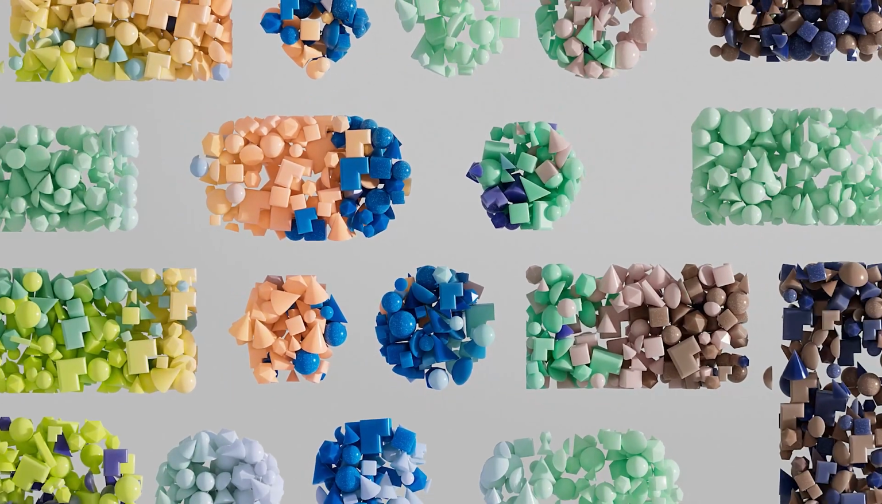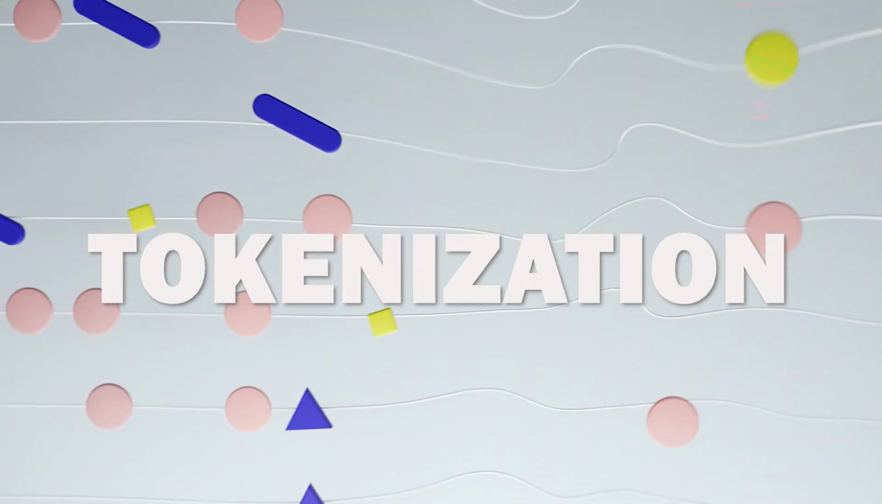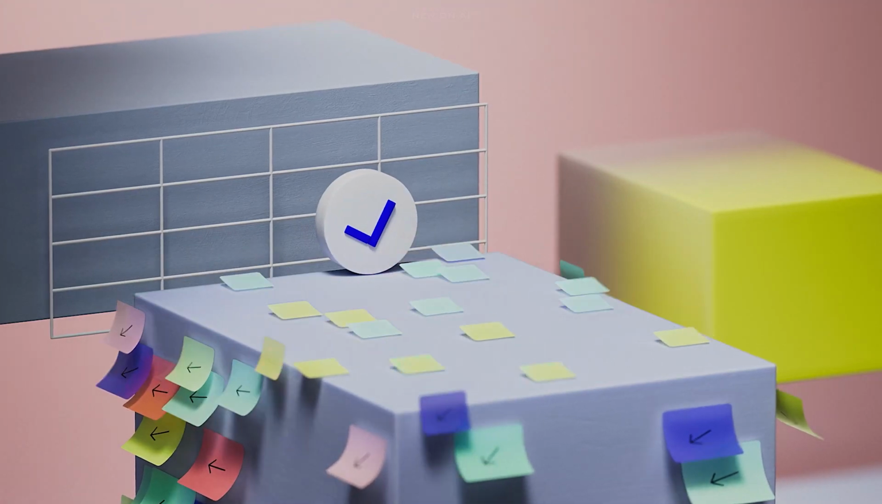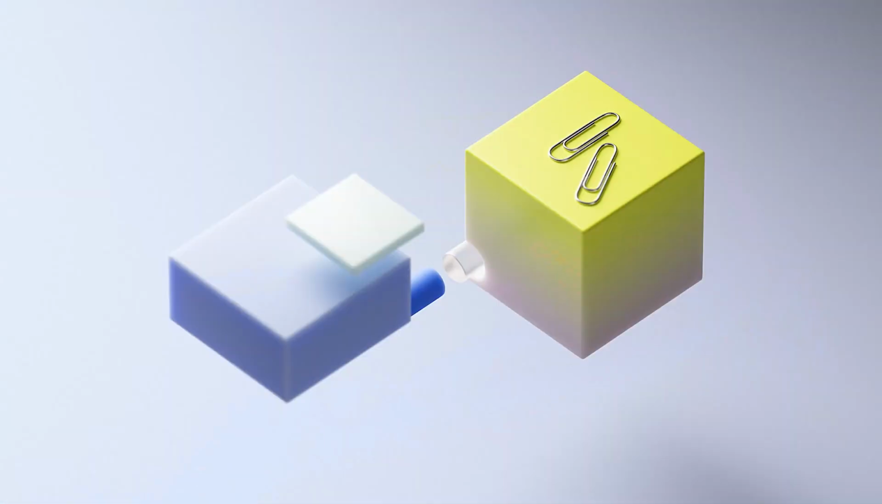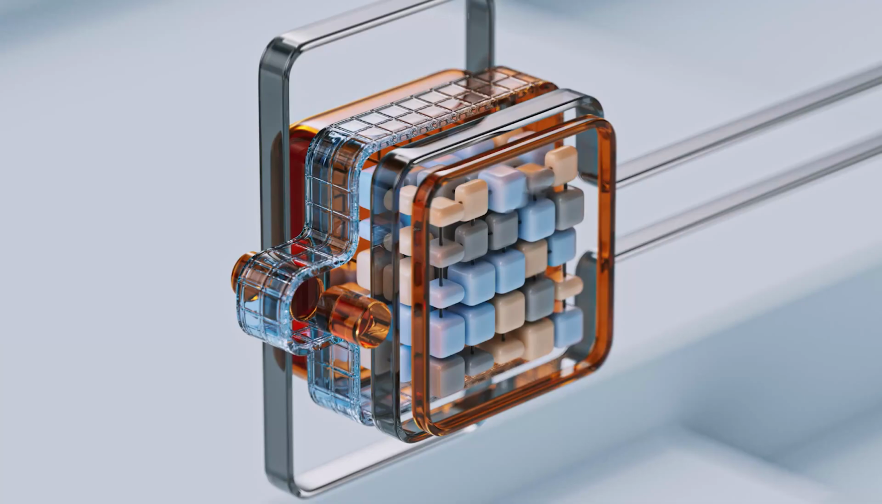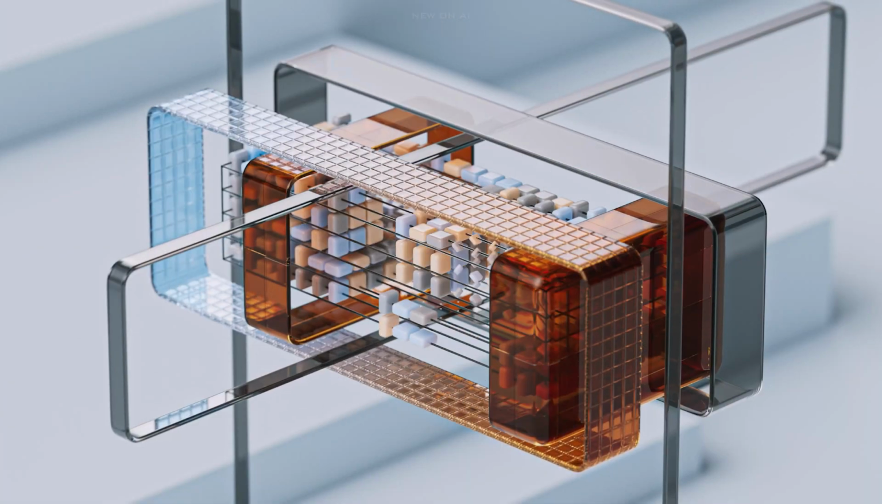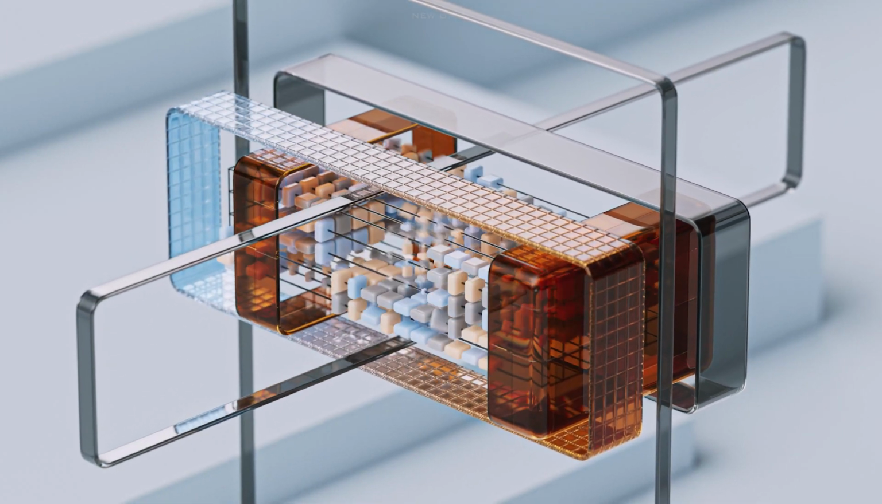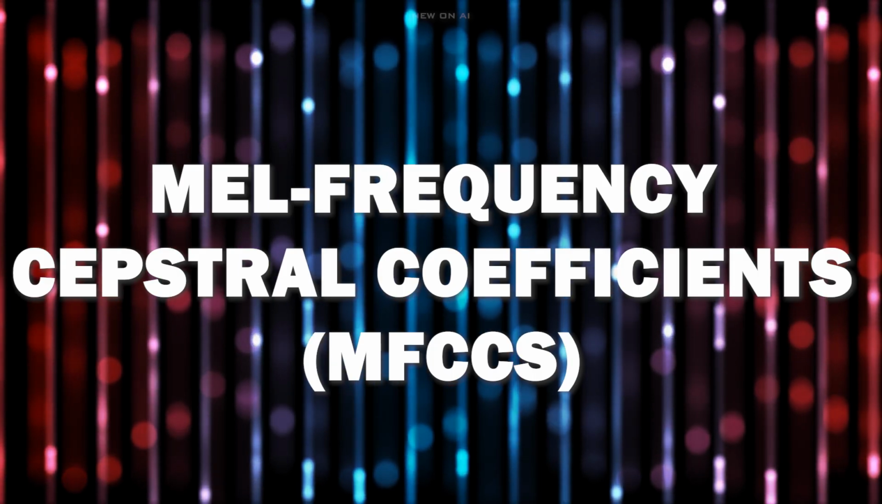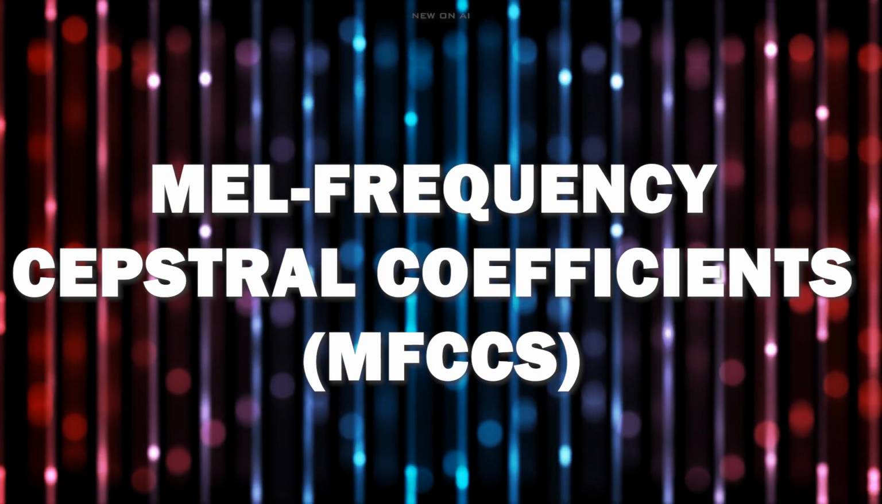For text, this might involve natural language processing techniques like tokenization, where words are broken down and represented as vectors based on their semantic meaning. In the case of images, convolutional neural networks, CNNs, can be used to process and translate the visual information into a vector format. For audio, techniques like mel-frequency cepstral coefficients, MFCCs, help in converting sound waves into a usable vector form. There are several tools and libraries available for these tasks.